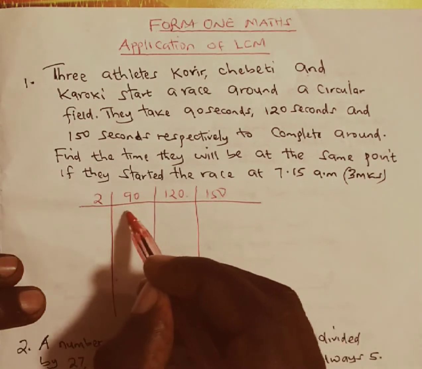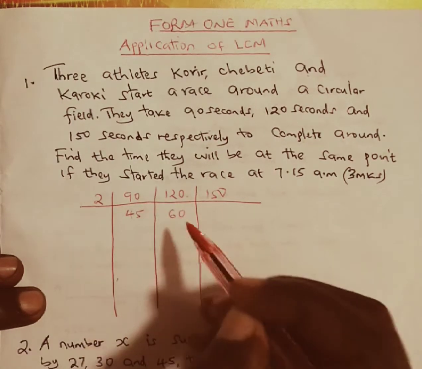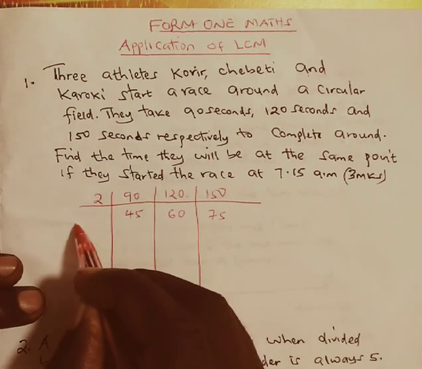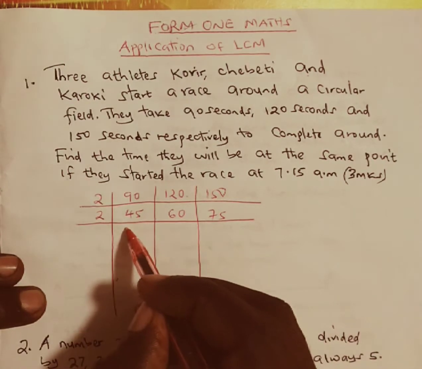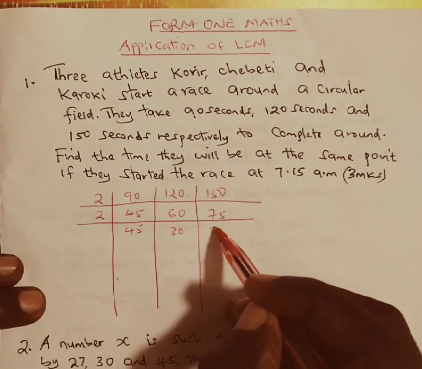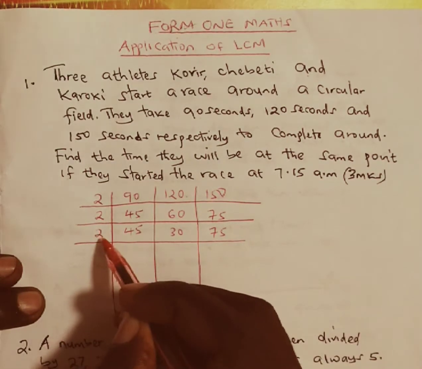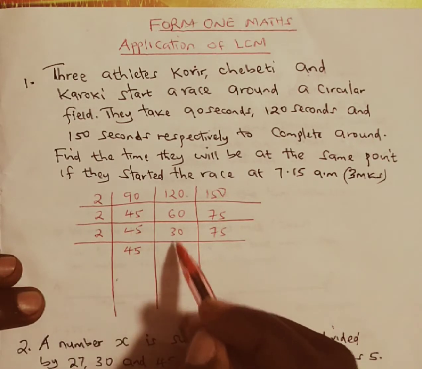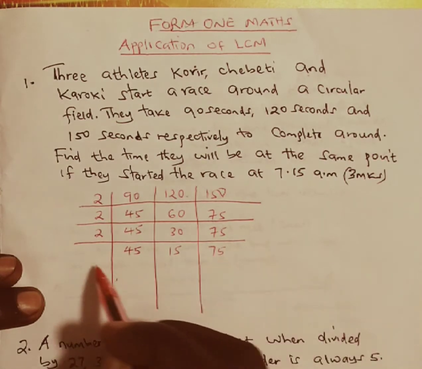2 goes into 90 45 times, 2 goes into 120 60 times, then 2 goes into 150 75 times. 2 again goes into 60, it does not go into 45, it goes into 60 30 times, it does not go into 75, so we bring 75 down. Again we take 2, it does not divide 45, so we bring it down. 2 divides 30 15 times, it does not divide 75, so we bring 75 down.